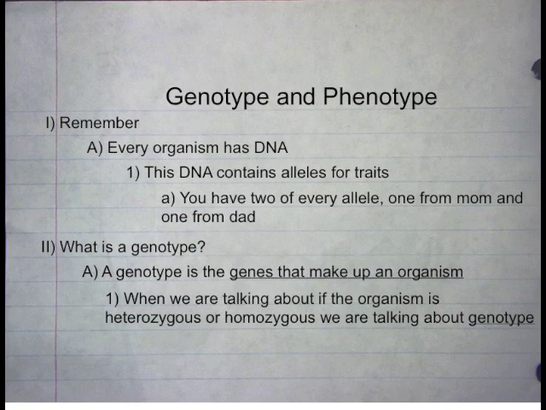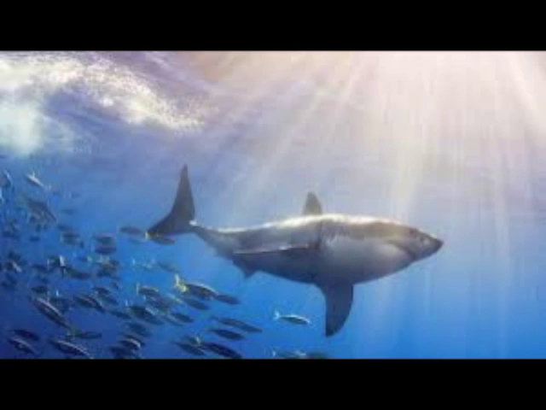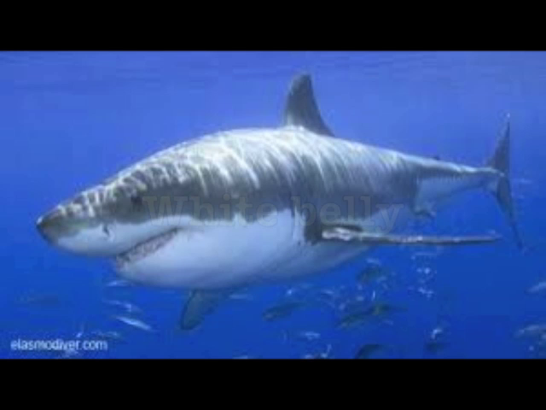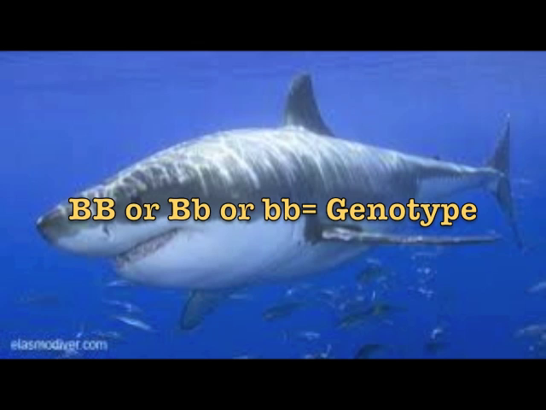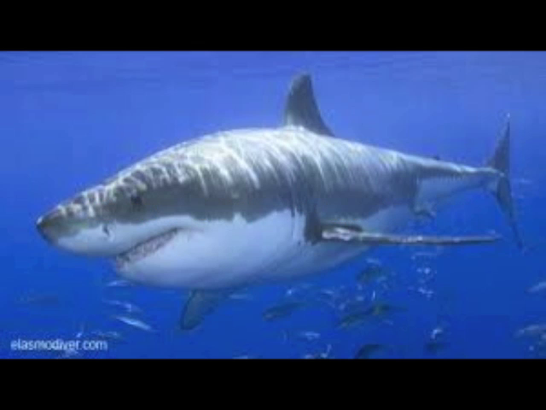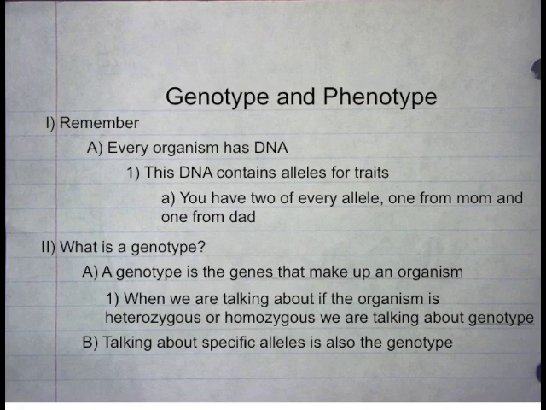What is a genotype? A genotype is the genes that make up an organism. When we are talking about if the organism is heterozygous or homozygous, we are talking about its genotype. When we're talking about phenotype, we're not looking at the outside features, but rather what makes them. For example, this shark could have a white belly. However, that would be the phenotype of it. Instead, if we're asking about the genotype, we would say if it's big B, big B, little b, or little b, little b. Talking about specific alleles is also the genotype.